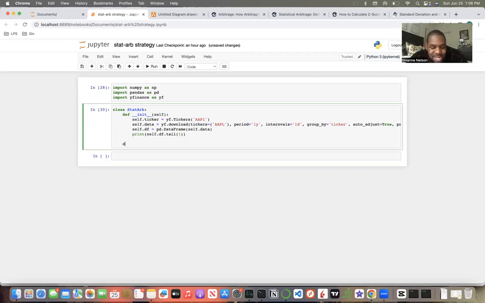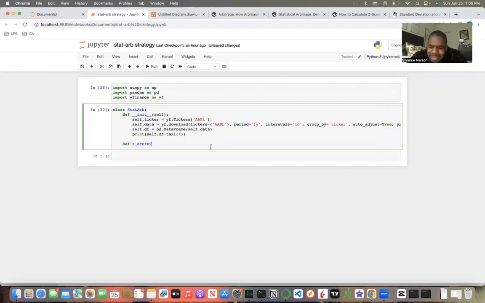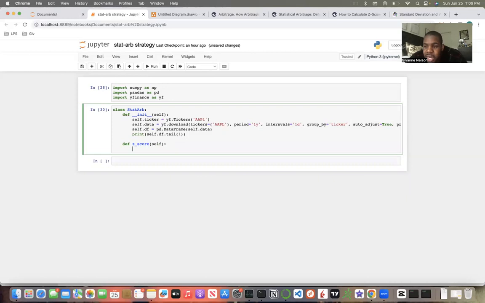All right, now we need to define the Z score. And remember, I found this on the web. I pressed the button by accident, I apologize. Remember, all functions within a class object always take self as a first parameter. There's nothing we can do about it. We just gotta suck it up and allow it.